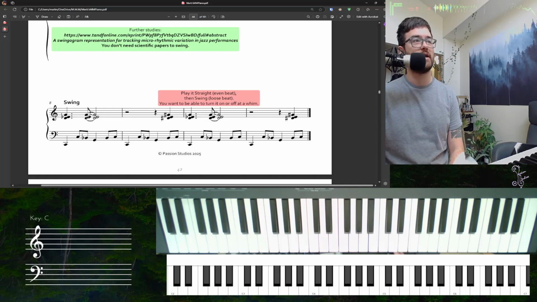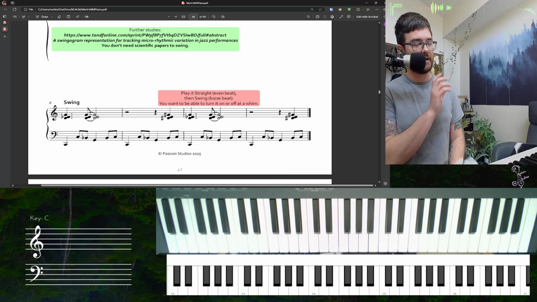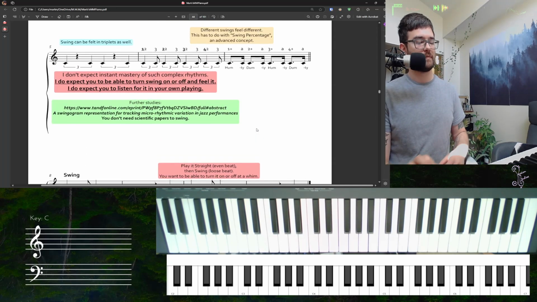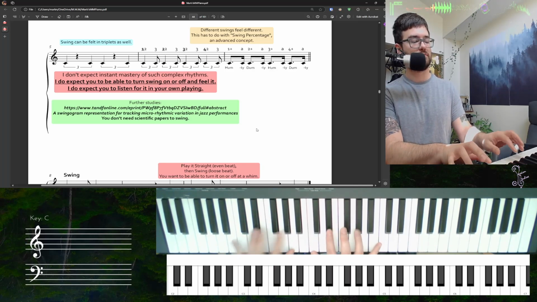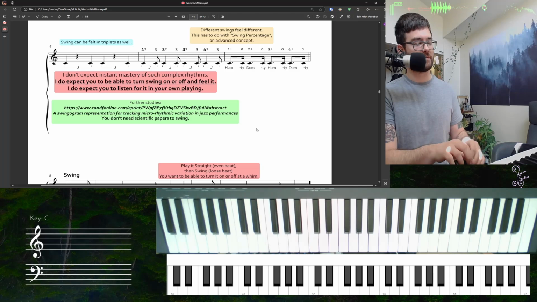We're going to play it straight, and then we're going to swing it. And I want you to really feel the difference. You want to be able to turn the swing on and off at a whim. So like, here's me just playing even. And then here's me swinging.